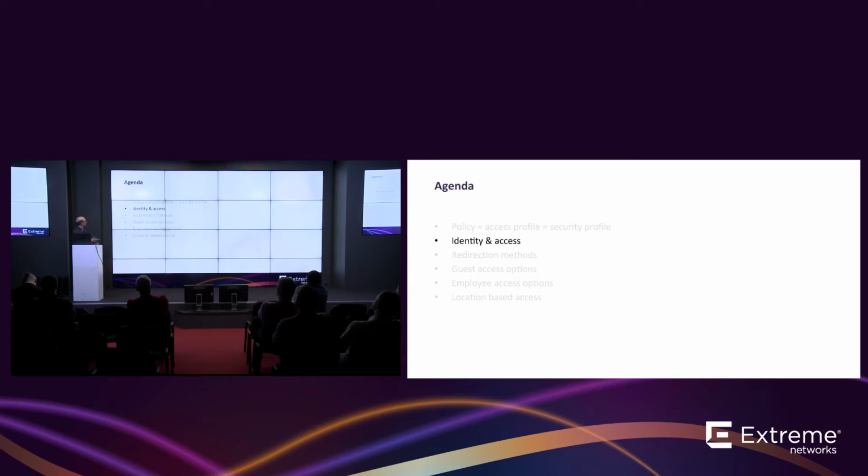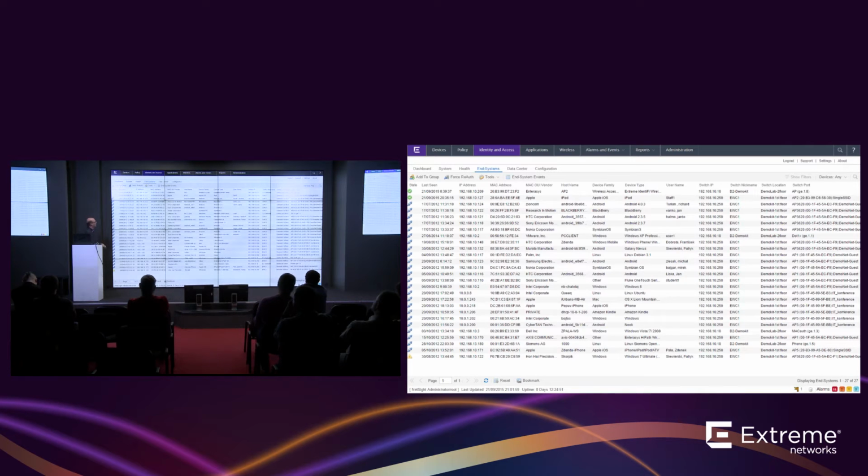The next section I would like to mention is something which we call identity and access. Someone calls that network access control as the technology. So identity and access, what it does, when you connect to the network, our management is gathering attributes. It's gathering some fingerprint of your device.